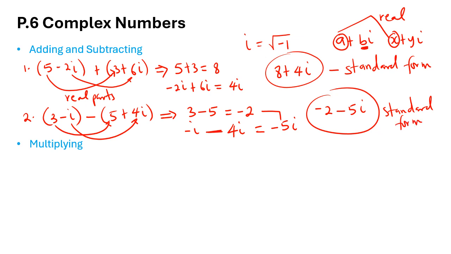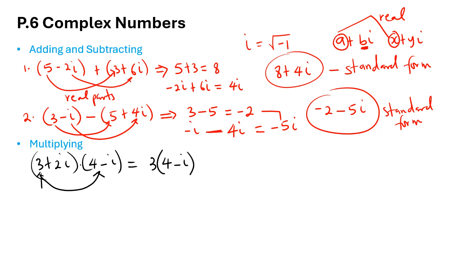All right, let's try another one. Here we multiply 3 plus 2i times 4 minus i. In order to multiply, we distribute part by part. We're going to start with 3 and multiply that by 4 minus i. Then you go to the plus sign here, and you take 2i and multiply it by 4 minus i.